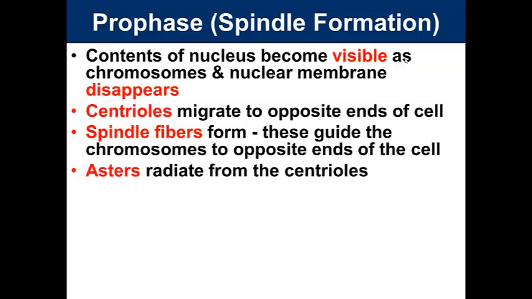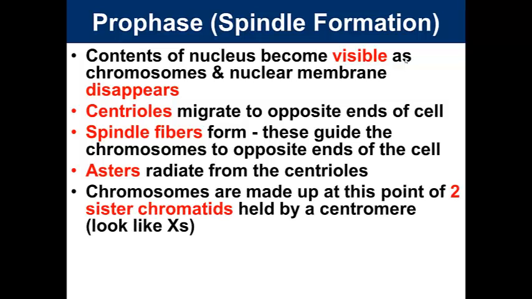Things called asters, or more microtubules, radiate. That's right, spindle fibers are microtubules. They're not actin and myosin. I'm sorry. These things called asters radiate from the centrioles. Chromosomes are made up at this point of two sister chromatids held together by a centromere. Remember that those sister chromatids will separate and get pulled to separate sides of the cell.